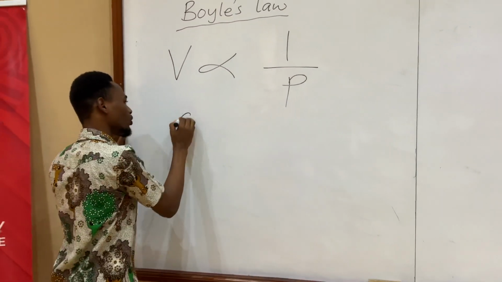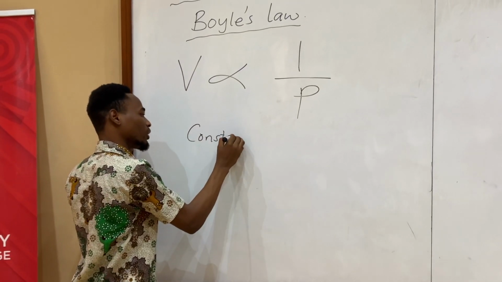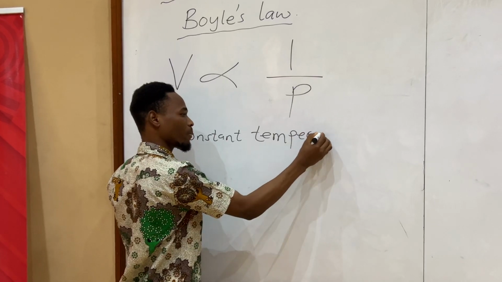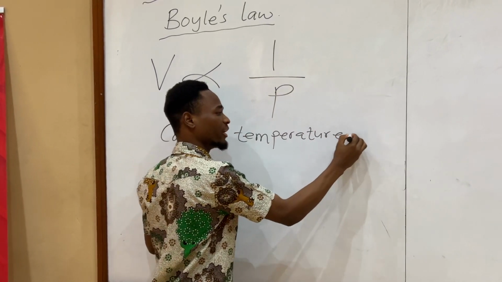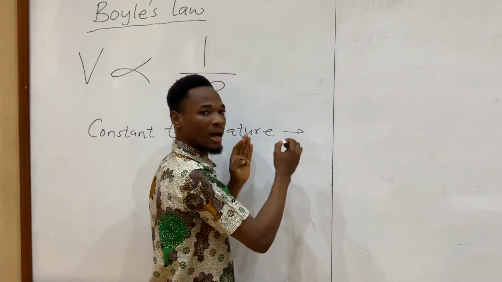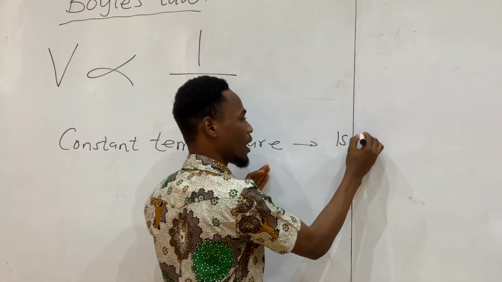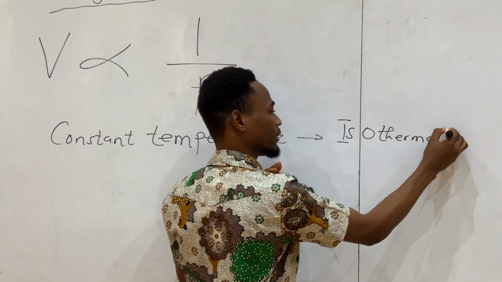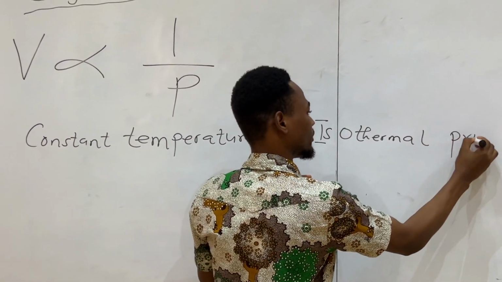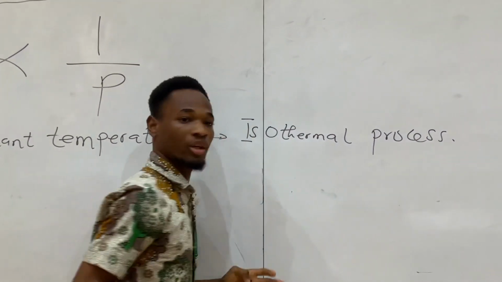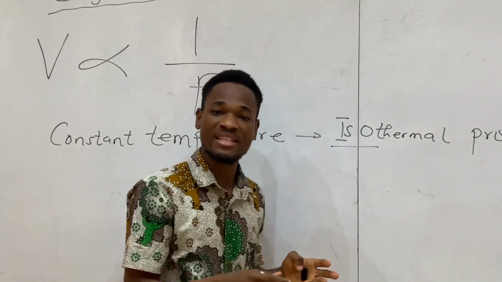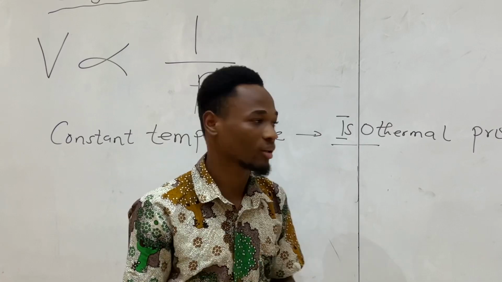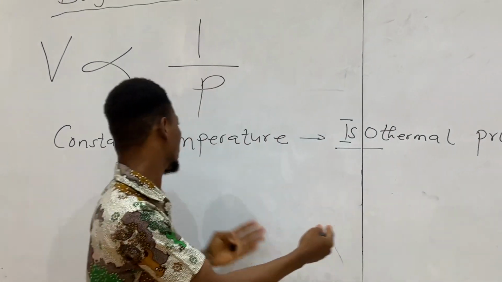So constant temperature simply means the process is what? Isothermal. You know that iso means the same, and thermal has to do with heat, temperature. Hence, isothermal process means what?